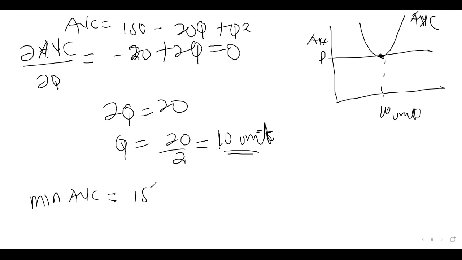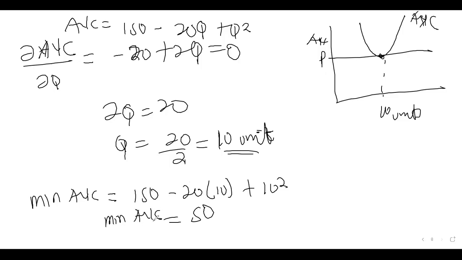So you have 150 minus 20 into bracket 10 plus 10 squared. And this will give us 50. So it means that the minimum average variable cost is 50.